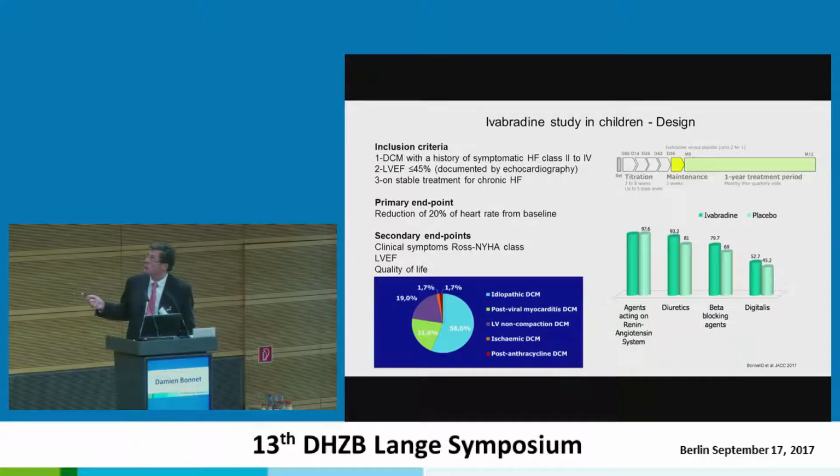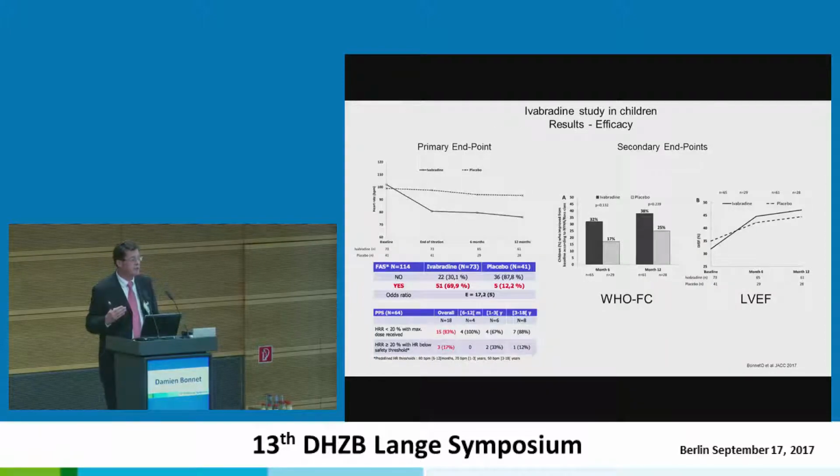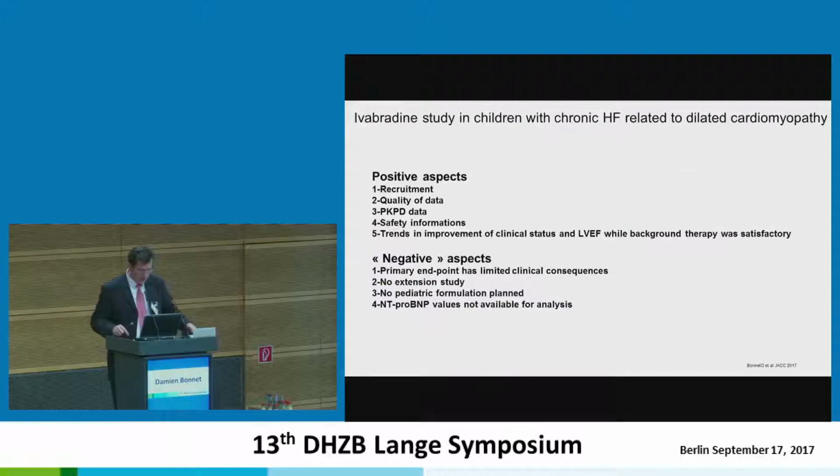The patients who were included were dilated cardiomyopathy with the ejection fraction below 45. And the study was positive for the primary endpoint. So reduction of 20% of heart rate, but more important, though the study was not powered for that, there was a trend for improvement in WHO functional class and LV ejection fraction in this trial that included more than 100 children with chronic heart failure.